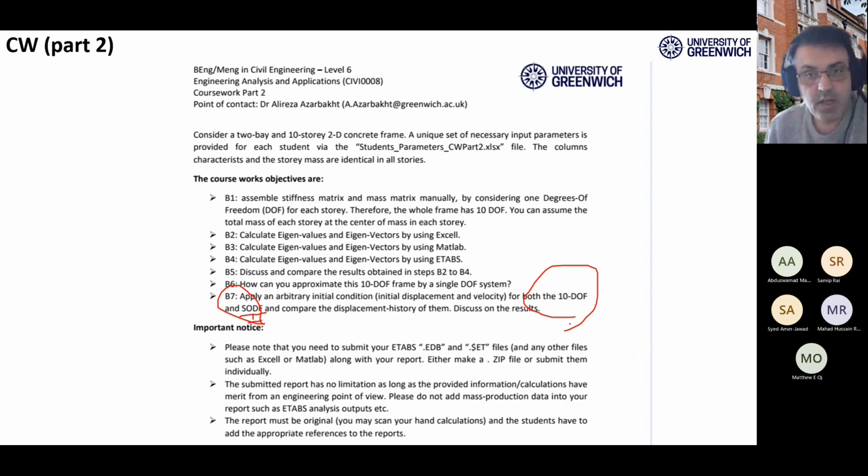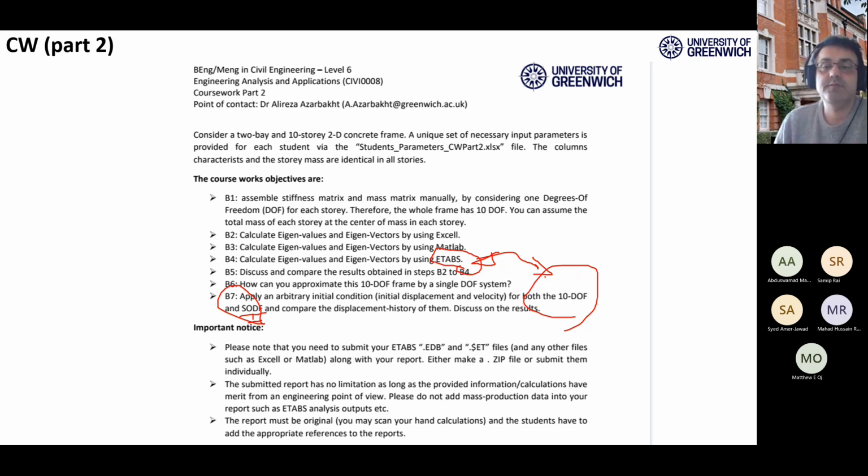But as a hint, one possible option would be to use ETABS for this purpose. You can use ETABS, the exact model you have constructed in step B4, to calculate the response history of your 10 degree of freedom system. And whenever you have done that, you should compare the response history of the 10 degree of freedom system with the single degree of freedom system.